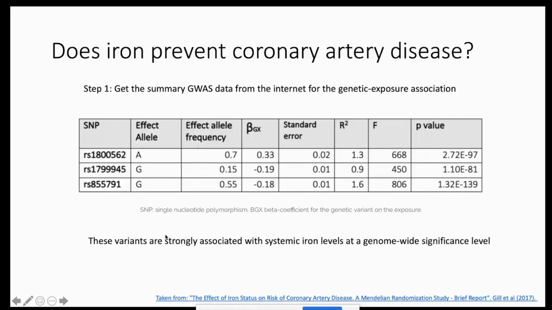So we find that these variants are strongly associated with systemic iron level at a genome-wide significance level, and these are what we call instrumental variables, but we think of them as genetic proxies to mimic iron exposure. Also, it's important to note that these exposures are lifelong, whereas with a drug, for example, you take it and the effect can be quite short. These people on average would have higher systemic iron over their lifetime. So it's a cumulative effect.